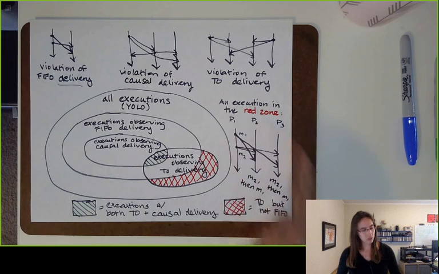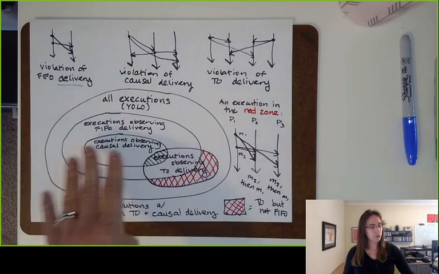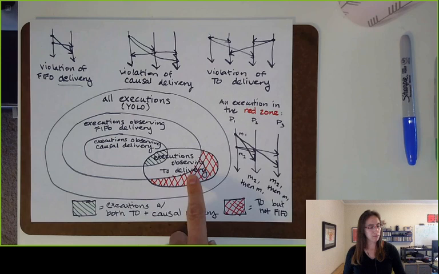And so this is just to show you that there's not a total hierarchy of these kinds of delivery guarantees. So you can have executions that observe totally ordered delivery, but don't observe causal or even FIFO delivery.